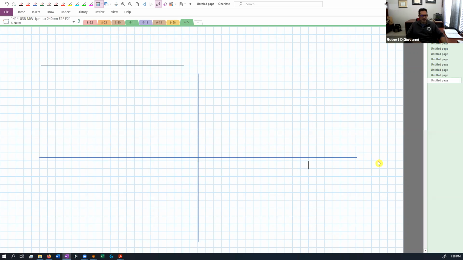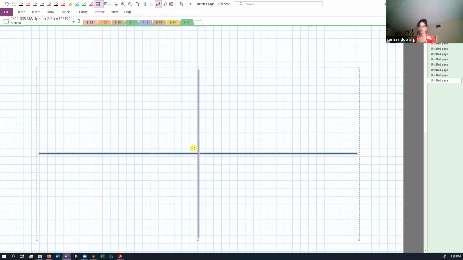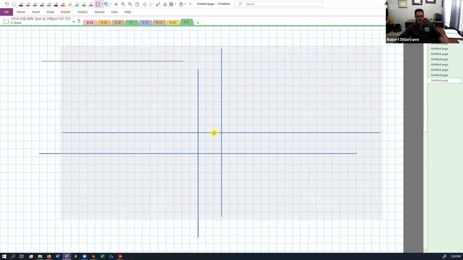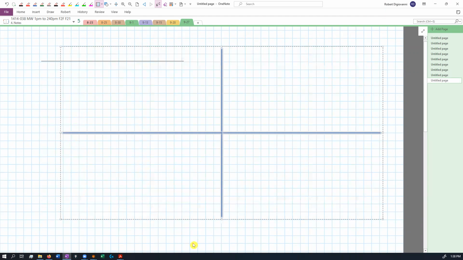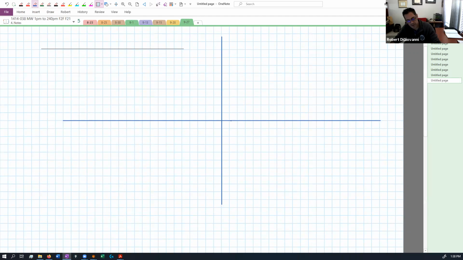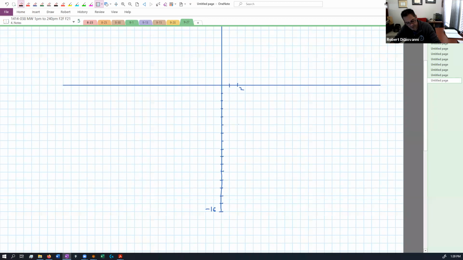Where was the vertex again? 2, negative 16. Okay. So I'm going to go to the right 2 and down 16. 1, 2, 3, 4, 5, 6, 8, 9, 10, 11, 12, 13, 14, 15, 16. It's way down there. Negative 16. So my vertex is right here.